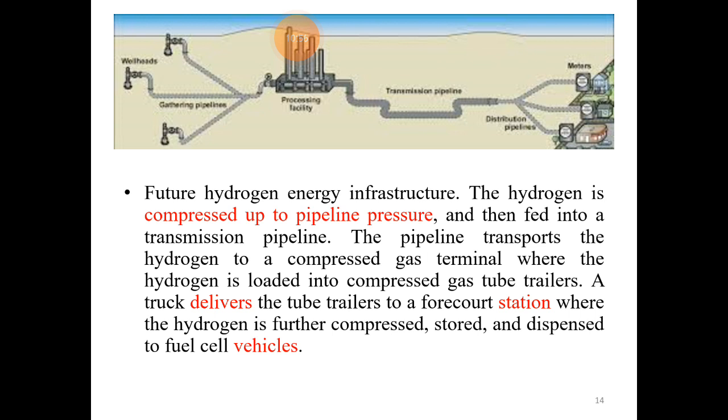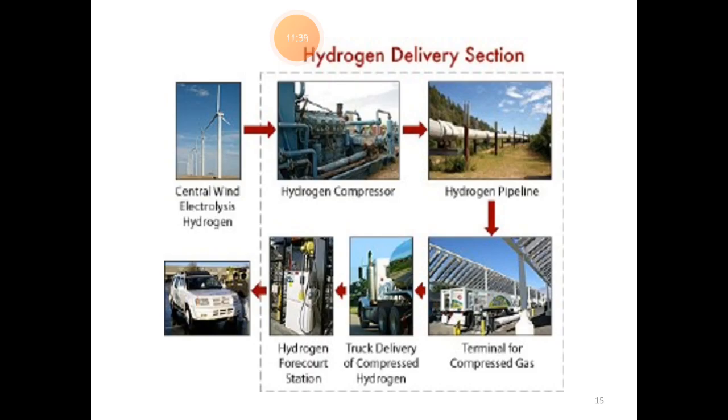The future of hydrogen energy infrastructure. The hydrogen is compressed up to the pipeline pressure, and then transmitted through the pipeline to the gas terminals, where the hydrogen is loaded, compressed in gas tube trailers, and delivered to the forecourt stations, and these stations will deliver further the hydrogen fuel to the vehicles. So it is something similar to the petroleum and diesel banks that we have. Here is a picture which depicts how exactly hydrogen is delivered from its site to the vehicles through the stations.